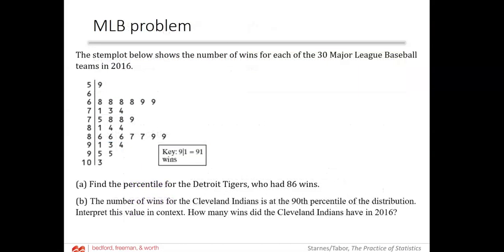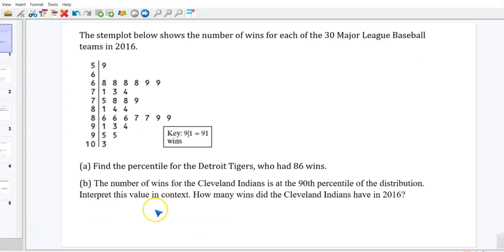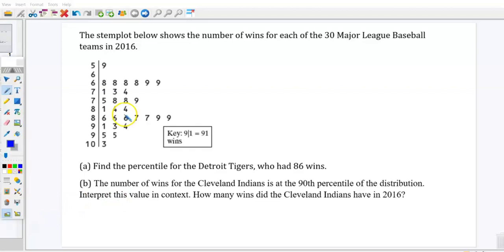Okay, so let's try one and see if we can do this. Get out your notes here. Find the percentile for the Detroit Tigers who had 86 wins. So I'm just going to do this one. I'm looking at this one because I want 86 equal to or less than 86. So all the numbers before that are either equal to or less than that number.